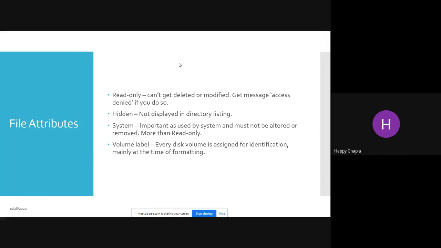Now system, that means important, as used by the system and must not be altered or removed, so more than read only. Now volume label, that means every disk volume is assigned one for identification, mainly at the time of formatting, right?